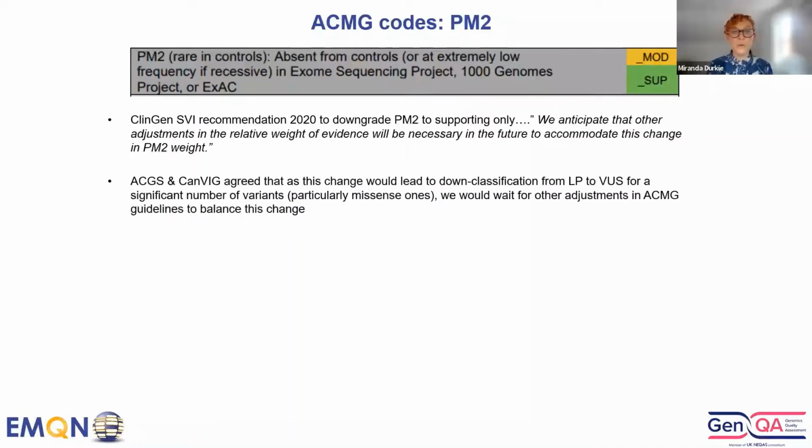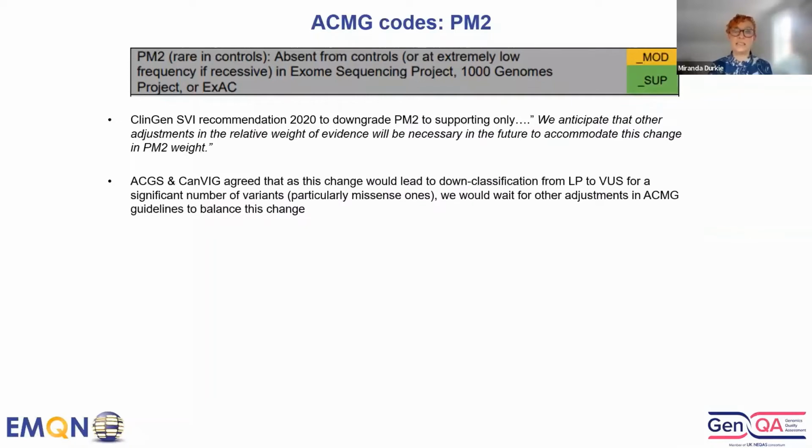Okay, so now on to PM2, which is rare in controls, and it was originally intended to be absent from controls, but from the ESP and the 1,000 Genomes Project. So obviously we now have NOMAD and much bigger data sets. So as Andrew said, in 2020, the ClinGen SVI recommended that we downgraded PM2 to supporting only, but caveated that they anticipated that there would be adjustments in the relative weight of other evidence codes in order to accommodate that change.